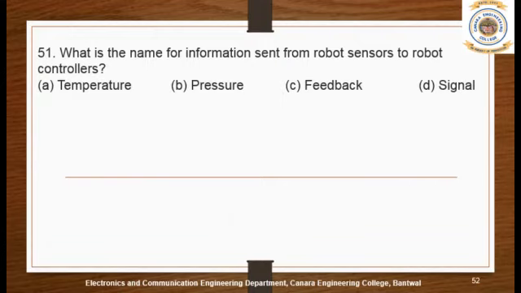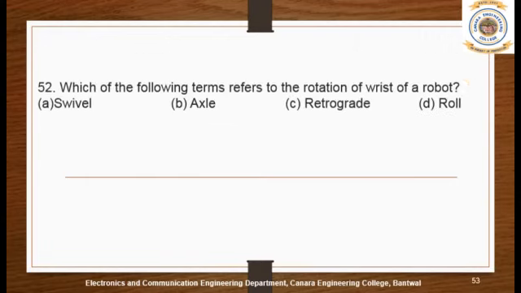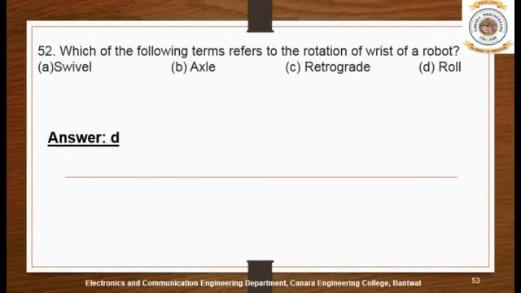Then what is the name for information sent from a robot sensor to a robot controller? That is normally feedback. Feedback is a process wherein the output signal or a fraction of the output signal is fed back to the input. So that is a response from a robot sensor to a robot controller. So what is a control process?